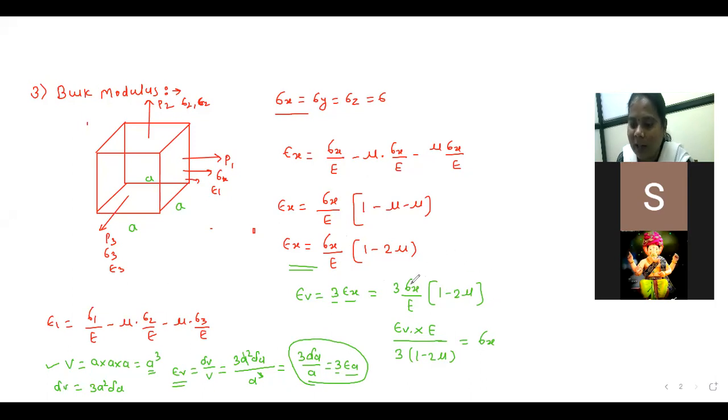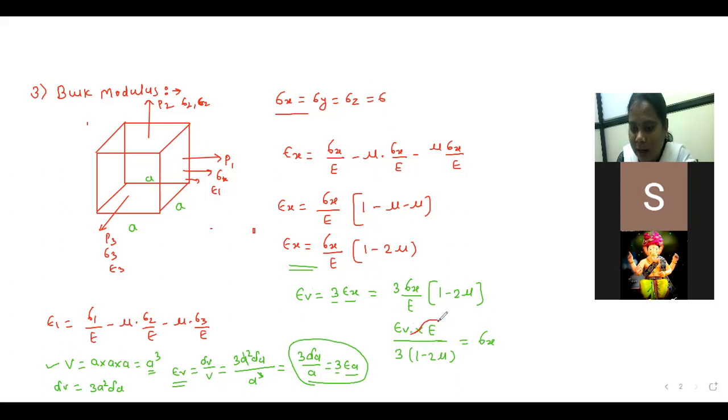But now we want the equation in terms of sigma x. ओके, सिग्मा एक्सच्या टर्म मध्ये इक्वेशन करण्यासाठी, ई एप्सिलॉन व्ही कडे मल्टिप्लिकेशन मध्ये गेला आणि आपल्याला मिळालं: epsilon v into E divided by 3 in bracket 1 minus 2 mu, which is equal to sigma x.